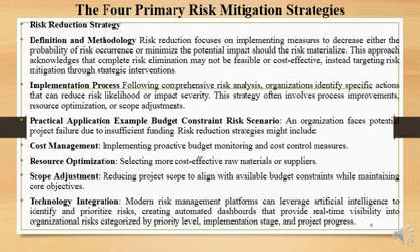Practical application example: budget constraints risk scenario. An organization faces potential project failure due to insufficient funding. Risk reduction strategy might include cost management, implementing proactive project monitoring and cost control measures; resource optimization, selecting the most cost effective raw material suppliers; and scope adjustment, reducing project scope to align with available budget constraints while maintaining core objectives.